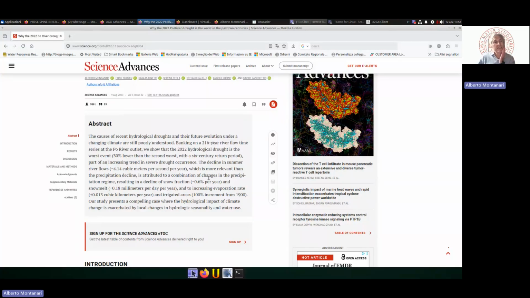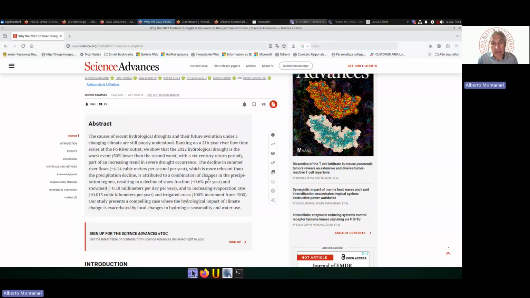So let's read this abstract all together, so we understand if indeed it reports what I'm looking for. The causes of recent hydrological droughts and their future evolution under a changing climate are still poorly understood. This is the motivation, the background. So there is a research gap. The research gap is that the causes of recent droughts and their future evolution under a changing climate are still poorly understood. Fine. Just one sentence, very short, and the background is provided.